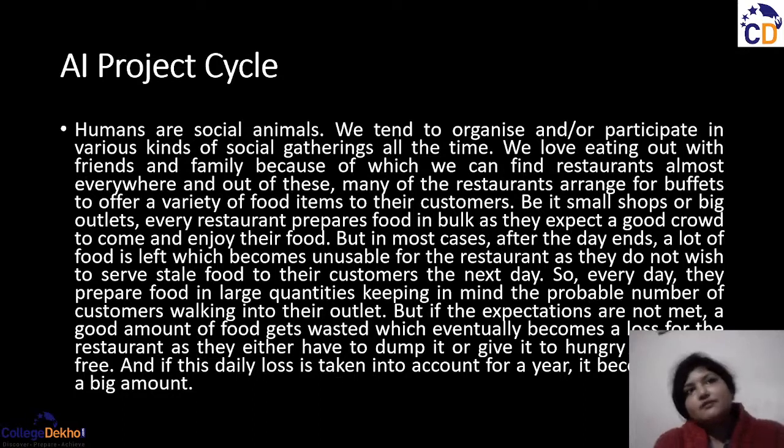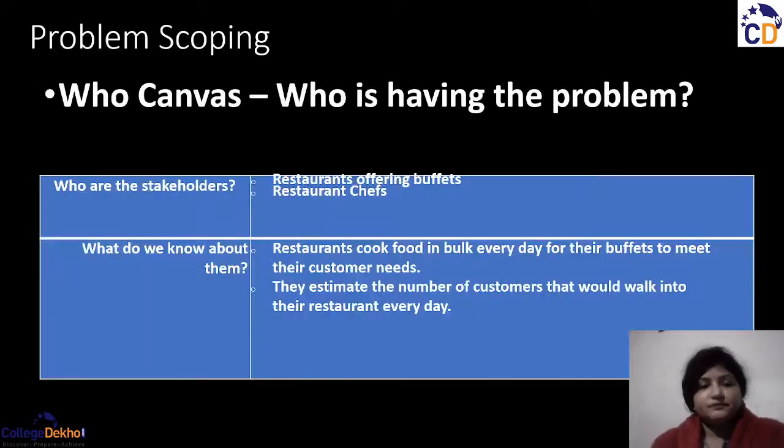So now let us move to this case study. What are the different factors we need to assume? What are the things we are going to apply? How do we apply the AI project cycle to this problem statement? This is mainly for predicting the quantity of food that is prepared per day.